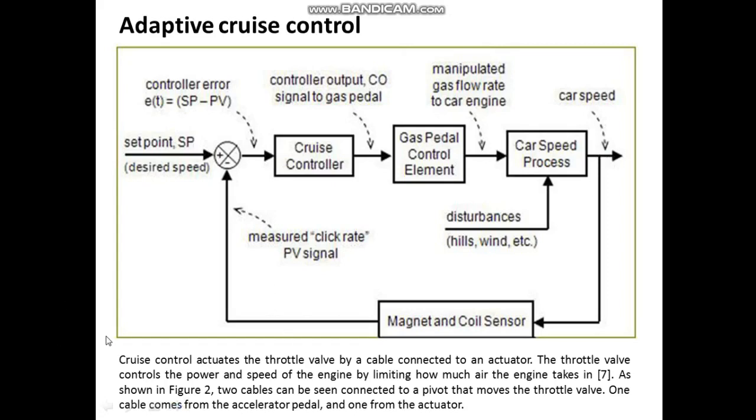So this cruise control actuates the throttle valve by a cable connected to an actuator. The throttle valve controls the power and speed of the engine by limiting how much air the engine takes in. As you can see in figure number 2, which we will see in the next slide, two cables can be seen connected to the pivot that moves the throttle valve: one cable which comes from the accelerator pedal and one from the actuator.